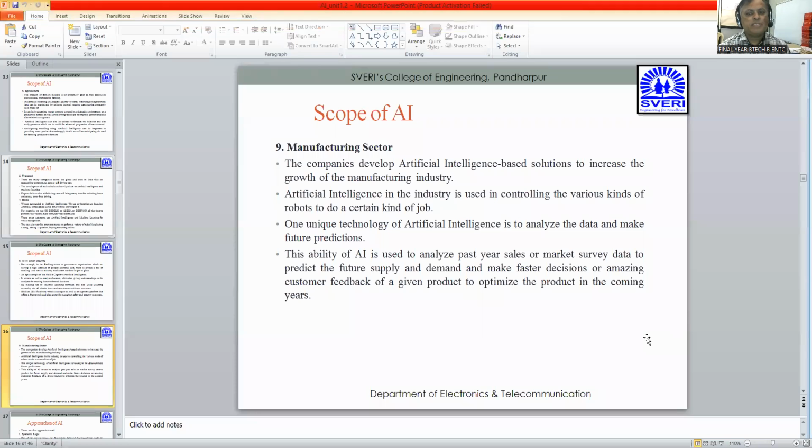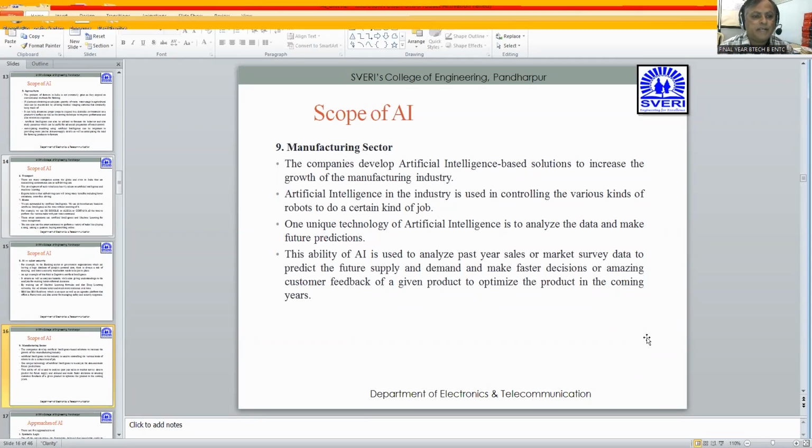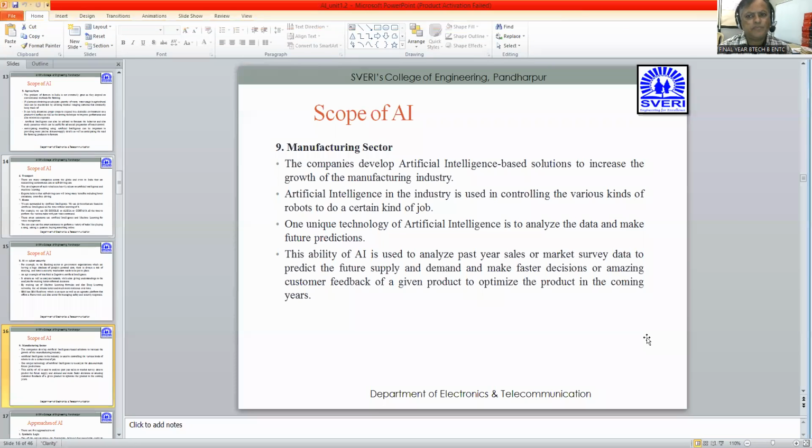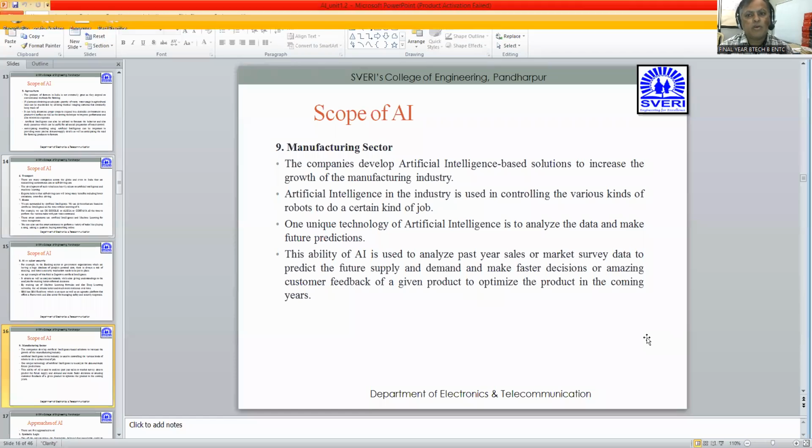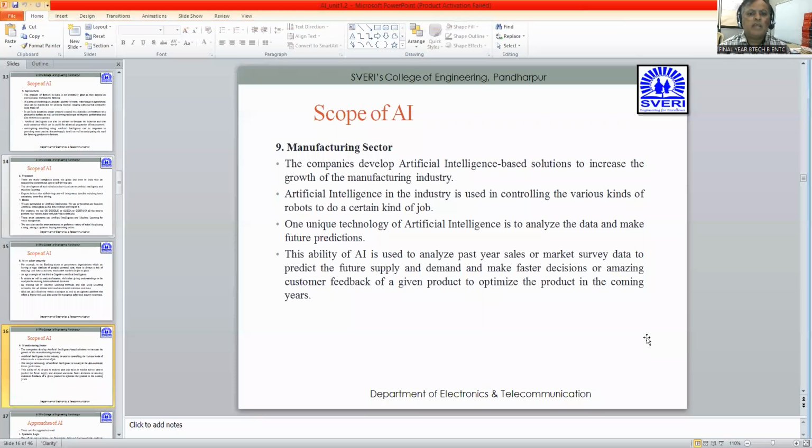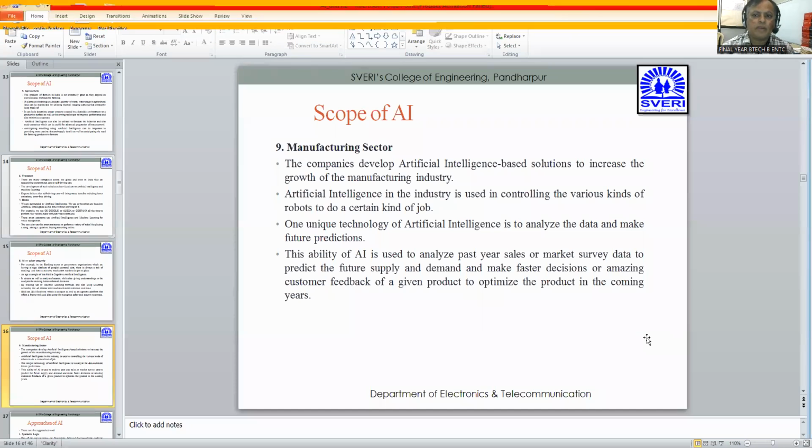Then the last application is about the manufacturing sector. This field is huge, and there is a lot of scope for artificial intelligence to enter into the manufacturing sector. It will help you give the best solution, and that will help increase the growth of the manufacturing industry.